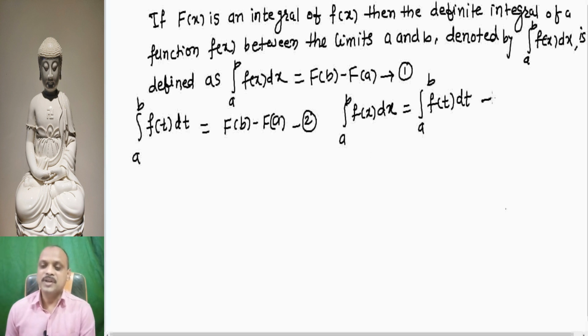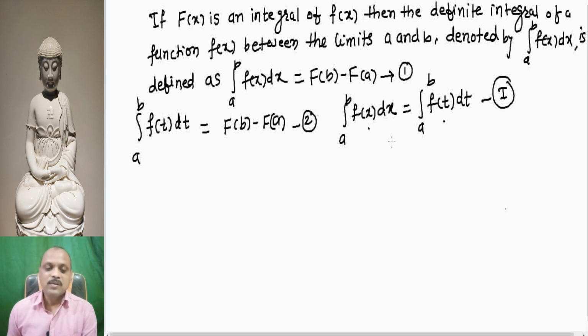According to this property, the definite integral is independent of variables. The value of the integral of f of x and the value of the integral of f of t, whenever the limits are given, is the same. Therefore the first property of definite integrals says that the definite integral does not depend on the variable; it is independent of the variable.